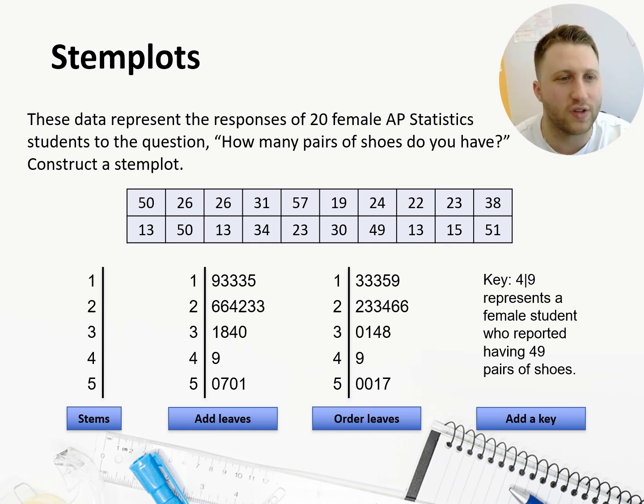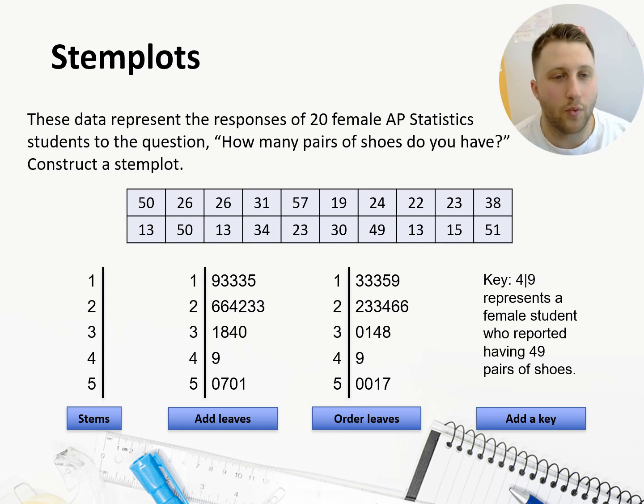And so your stems are going to go from 1, so that you can represent the 13, all the way to 5, so you can represent the 57. And it's important not to skip any stems, okay? In this case, all the stems were used, but imagine you didn't have that value at 49. You'd still want the 4 stem so that you can clearly see the shape of the distribution, including gaps.